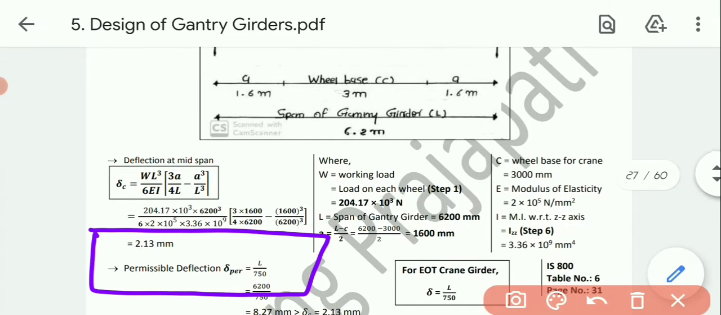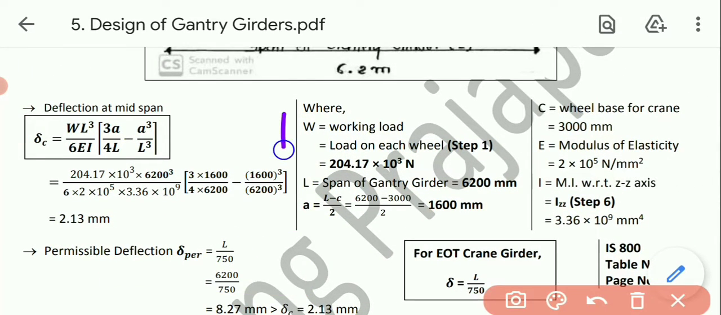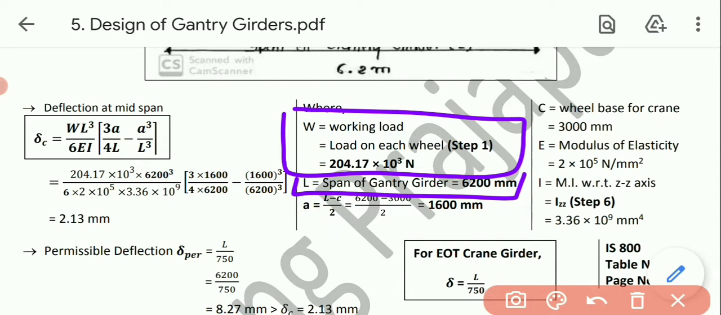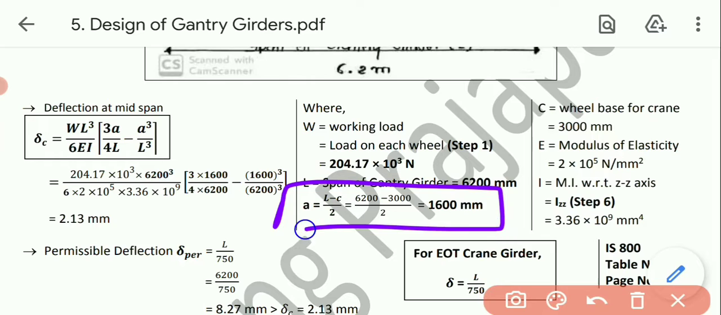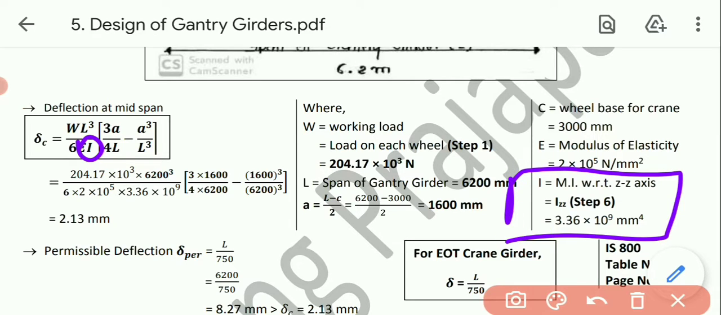So let's talk about the unknown parameters. W, that is the working load. Then L, that is the span of the gantry girder, 6.2 meter or 6200. A, we have already calculated, L minus C by 2, 1600 mm. Then another unknown, C, the wheelbase, which we have already calculated, 3 meter. E, that is 2 into 10 raised to 5. And the last unknown, I, that is the moment of inertia with respect to the z axis. In step number 6 we have already calculated this one.